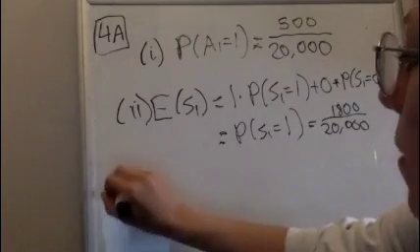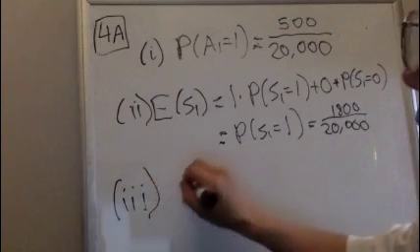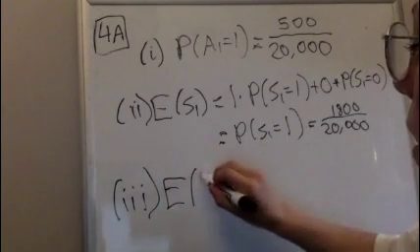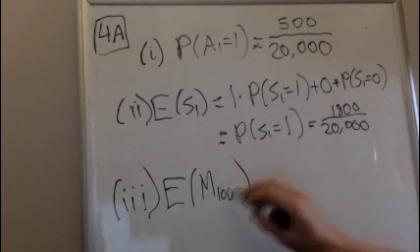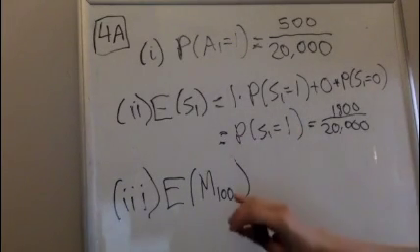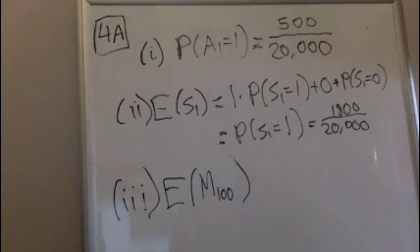Now part 3 is just trying to trick you. It's asking expected value of M100. The fact that you're looking at the 100th item in your sample and not the first item in your sample is irrelevant, because if you look at the sample design, we're drawing with replacement. That means that the probability of pulling a Manana post on your first draw is the same as getting a Manana post on your 100th draw, because it's with replacement.